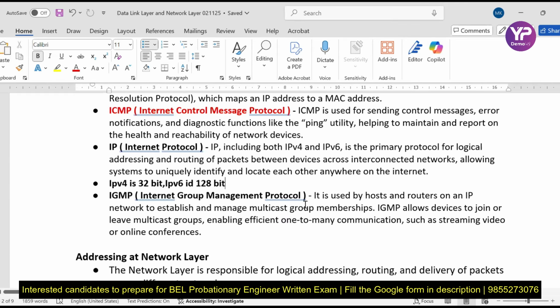Next, IGMP, Internet Group Management Protocol. It is used by hosts and routers on an IP network to manage multicast group membership. Can you tell me what you mean by multicast?